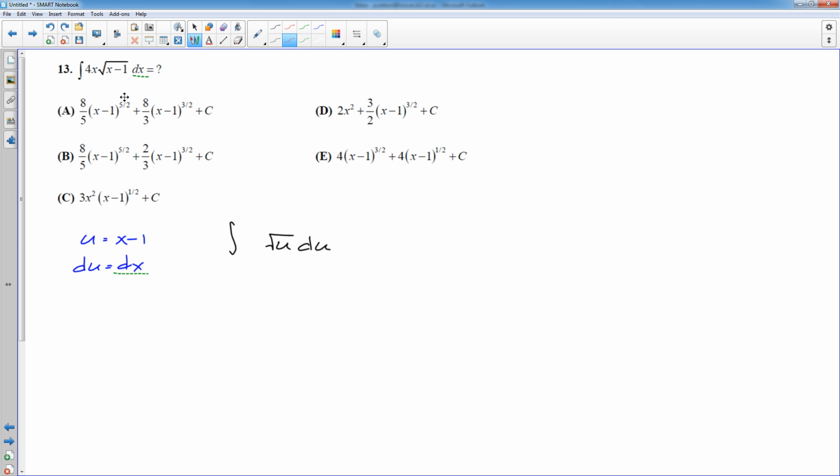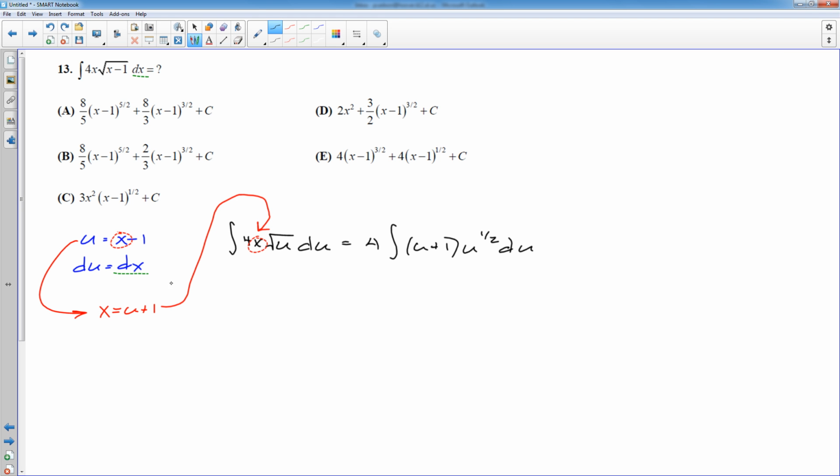However, I'm actually going to continue with u sub because all I need to do is figure out what to do with this x. If I know that u is equal to x minus 1, I could solve that for x and find out that x is equal to u plus 1, which can be substituted in for x right there. So I'm going to turn this into the antiderivative. I'm going to pull the 4 out. It's a constant.